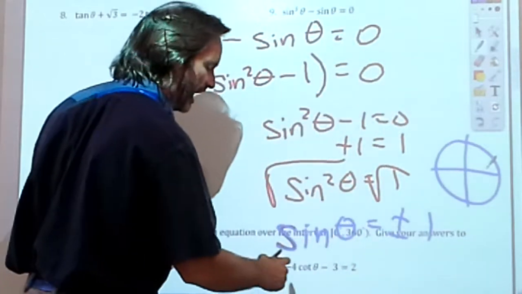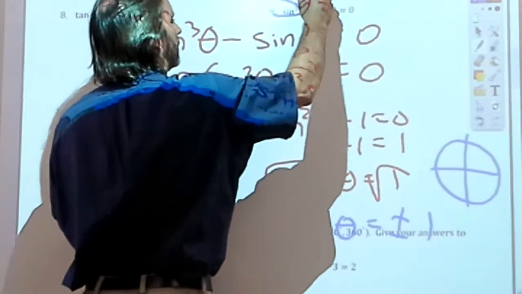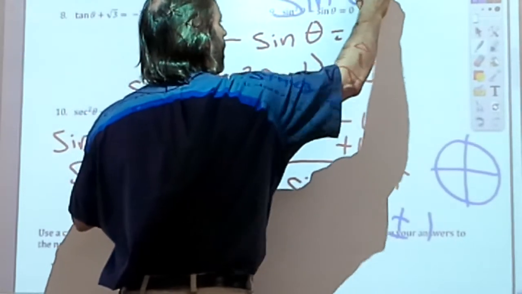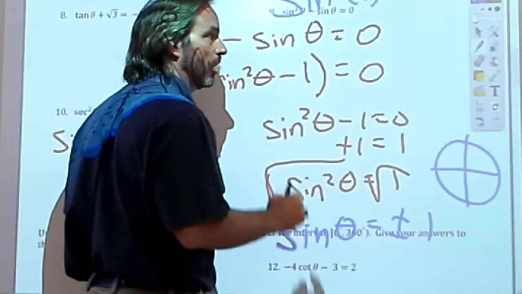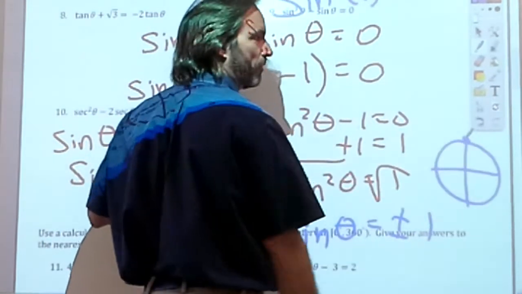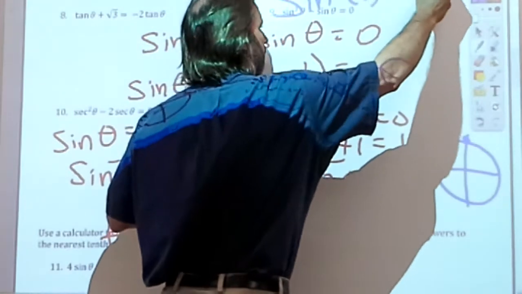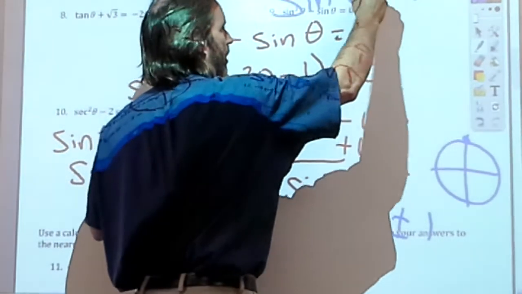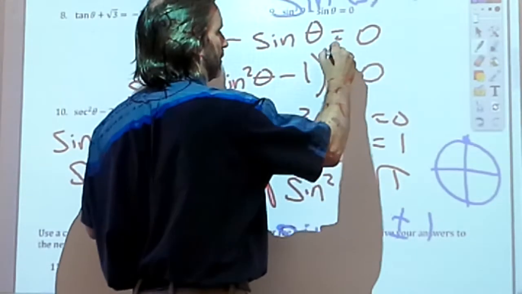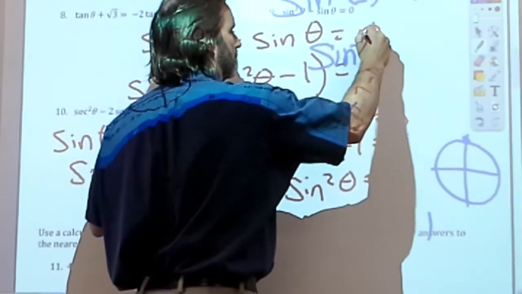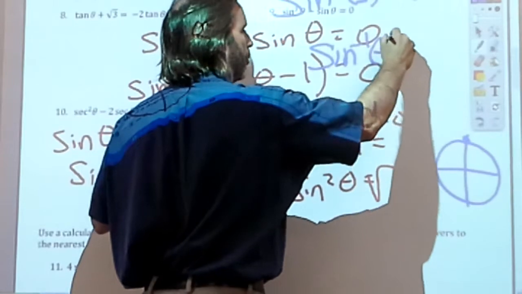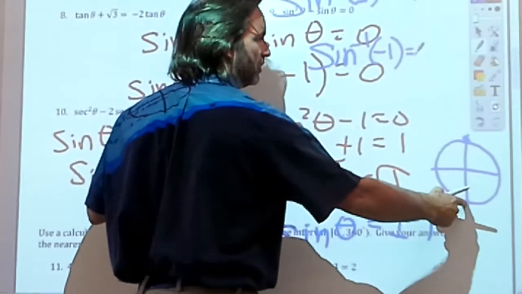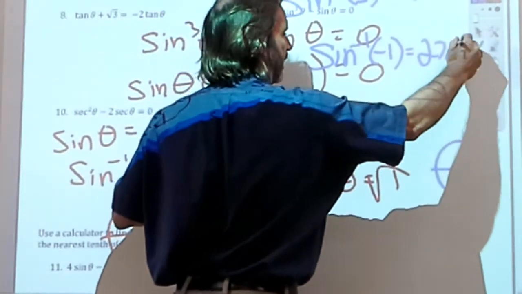So we'll do inverse sine of 1. Where's sine 1? It would get you 90 degrees or pi halves. Inverse sine of negative 1, so that's 1, sorry. So let's do inverse sine of negative 1. That is going to be where? 270, or 3 pi halves.